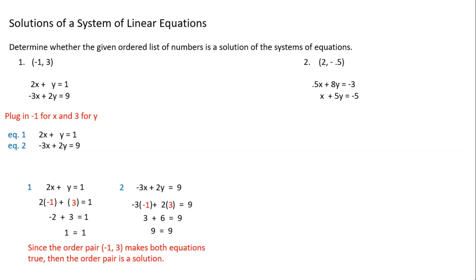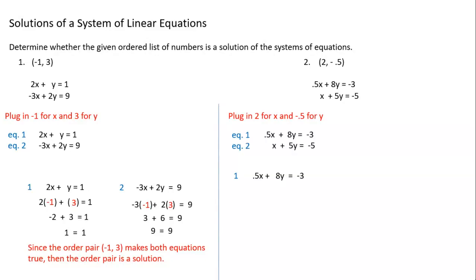Okay, so let's look at this next example. Let me test this point, 2, negative 5, with these two equations. Again, I want to label them, so I'll take equations 1 and 2, and I'll start with equation 1. Everywhere I see x on this particular one, I'm going to replace it with 2. Everywhere I see y, I'm going to replace it with a negative 0.5. So 0.5 times 2 is 1, and 8 times a negative 0.5 is a negative 4. So 1 minus 4 is a negative 3. So this is a true statement.